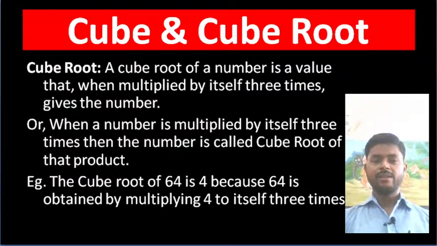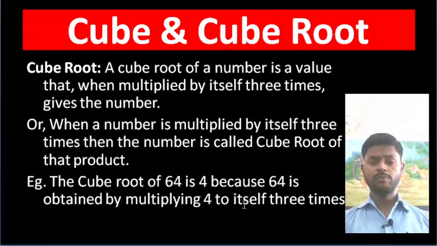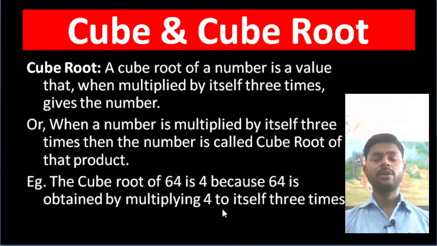So I am talking about when a number is multiplied by itself 3 times, then the number is called the cube root of that product. Now know with an example. The cube root of 64 is 4 because 64 is obtained by multiplying 4 by itself 3 times. So 64 is not the cube root, 4 is the cube root, because we multiply 4 three times.